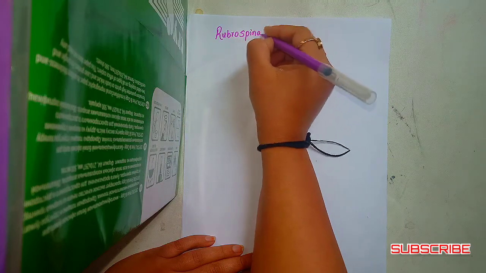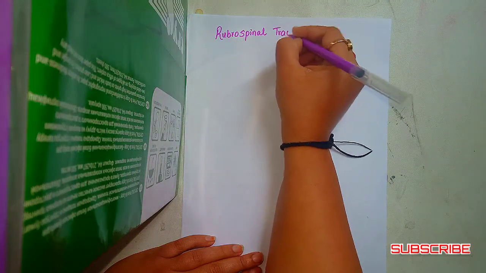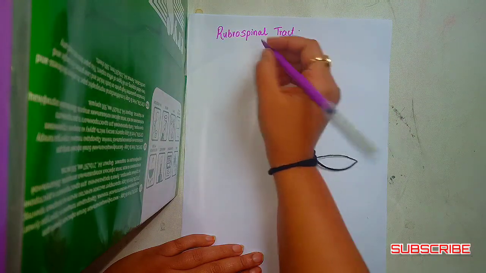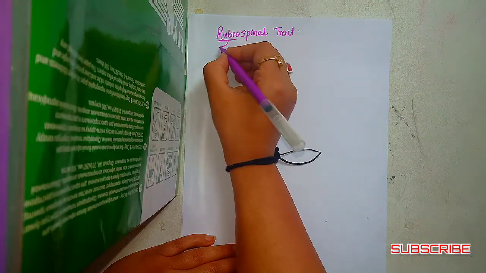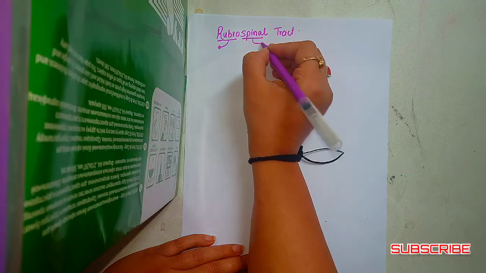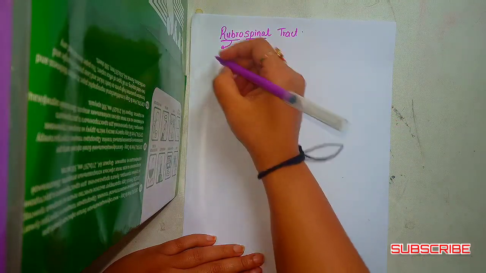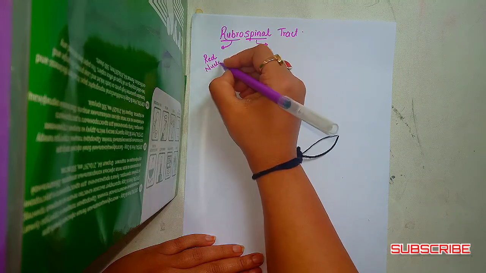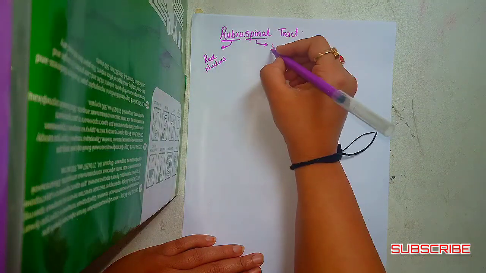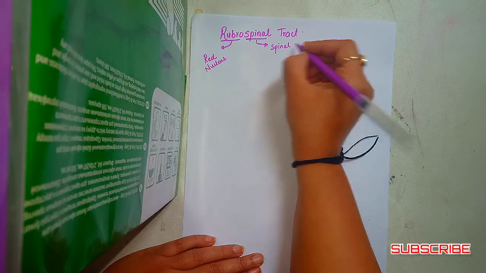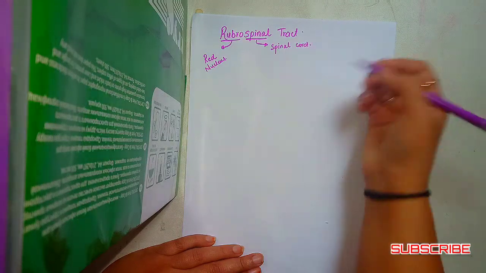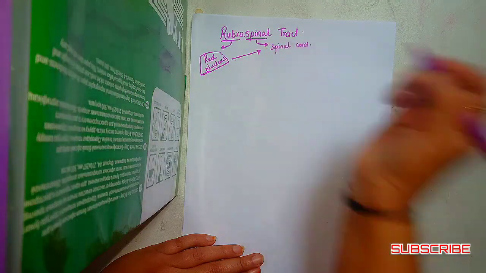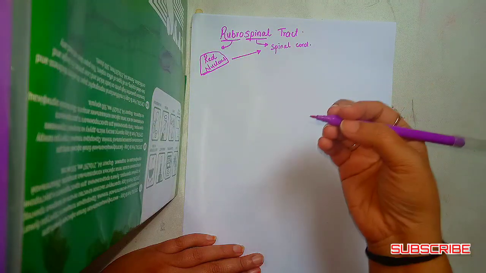Rubro-spinal tract. Look at this name, and if we split this name into two parts, rubro and spinal. Rubro means red nucleus of midbrain. Spinal, of course, spinal cord. So from red nucleus, these fibers go to the spinal cord to act on the muscles.